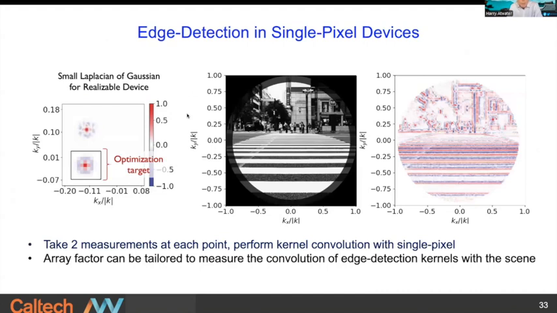So active metasurfaces could also be used to modulate and produce spatial phase gradients, and to do so in multiple directions and at multiple spatial frequencies. By taking 2 measurements at each point and performing a kernel convolution, we can use a single pixel device now to produce an edge-detected image.